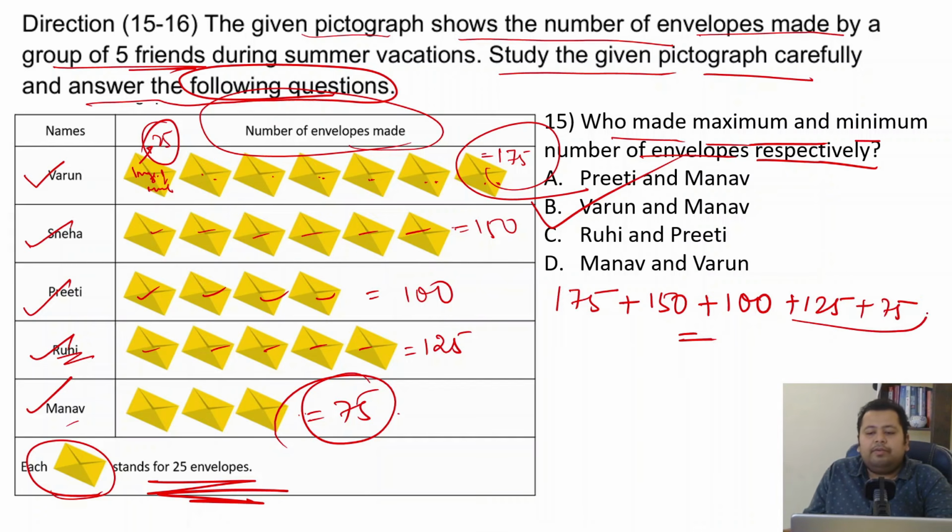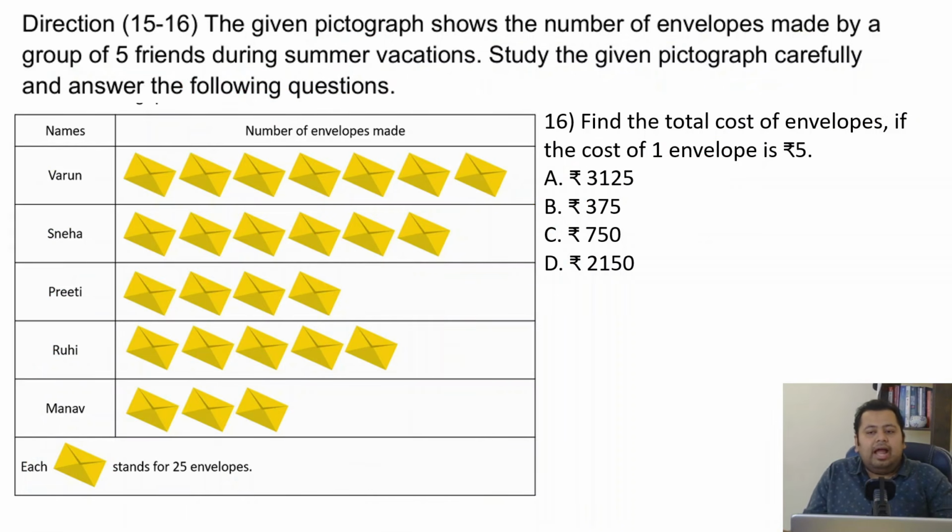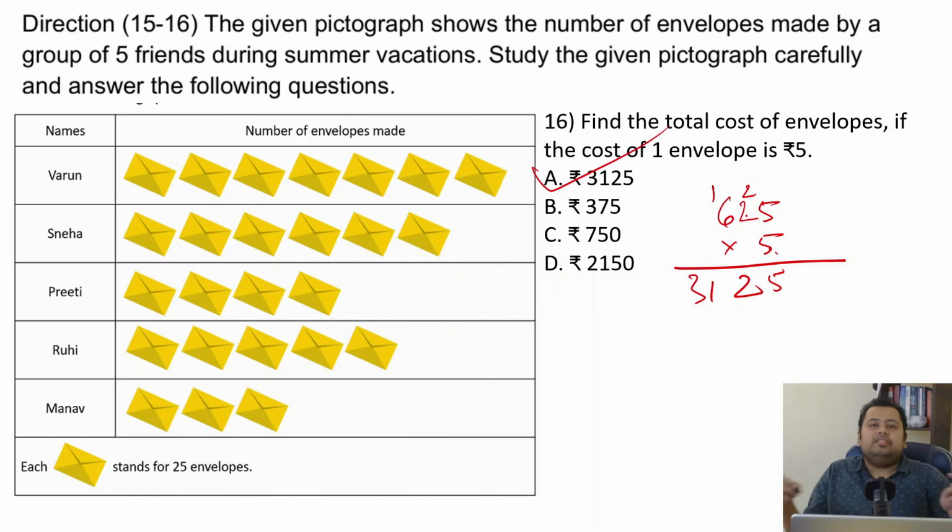If you add this, 125 plus 75 becomes 200, plus 100 is 300, 300 plus 150 is 450, and plus 175 will be 625. So all of them together made 625 envelopes, and each envelope sold at rupees 5. So you just multiply 625 with 5. 5 times 5 is 25, 2 carries over. 5 times 2 is 10, plus 2 is 12. 6 multiplied with 5 is 30, plus 1 is 31. So option A is your correct answer. I hope you got this one correct as well.